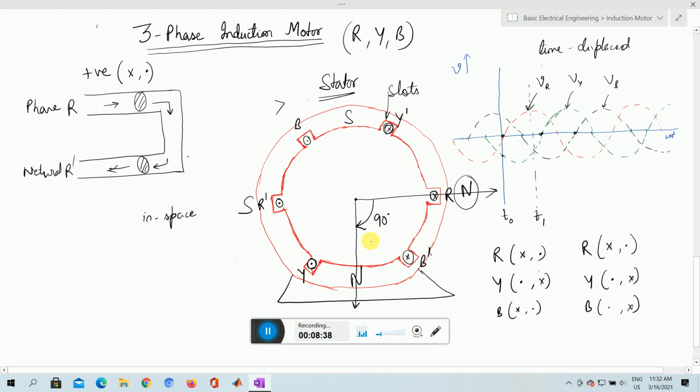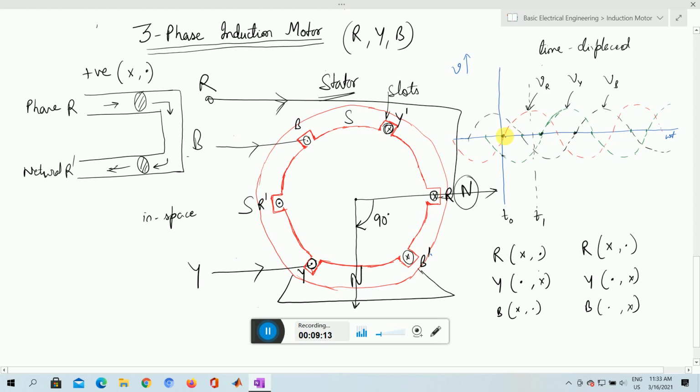So that means if you give a three-phase supply to the stator winding, you connect the R phase here to R, and the Y phase you give to Y, and the B phase you give from here to B. So if you give the RYB three-phase supply to the stator winding, at time t0 the north pole will be in the positive x, and at time t1 it will be in the negative y.